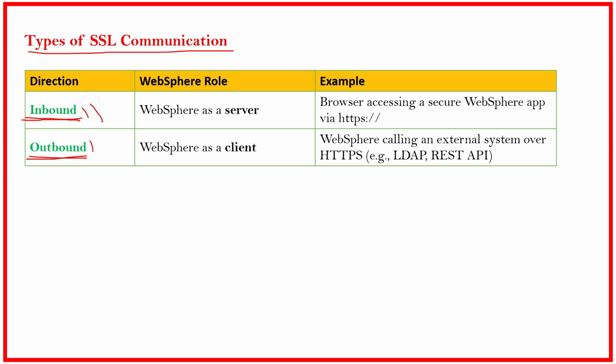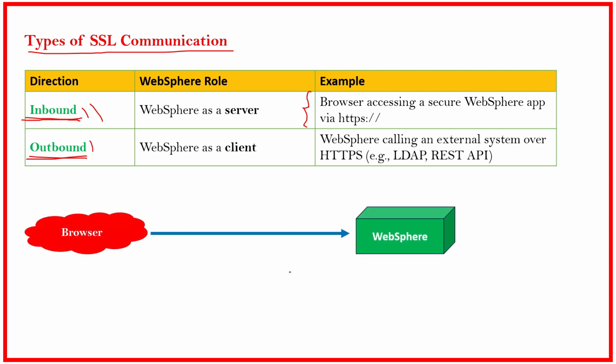Inbound is something very easy to understand. You have some applications deployed in your WebSphere, and some client is trying to access that application with the help of a browser. That means this client is making an inbound connection to your WebSphere, right? Because it is coming from the client to your WebSphere.